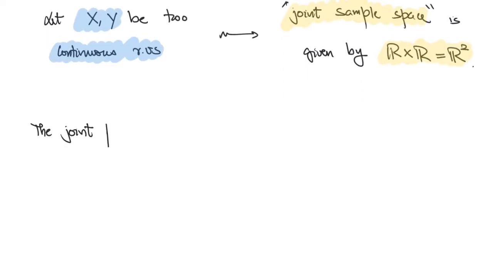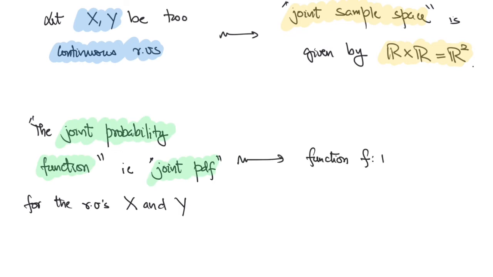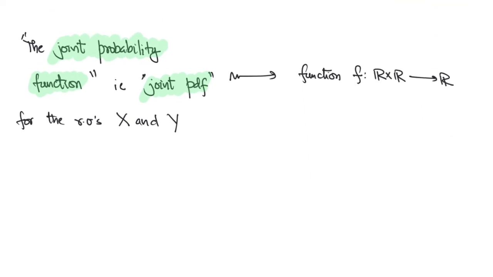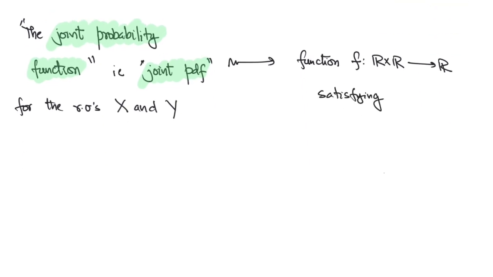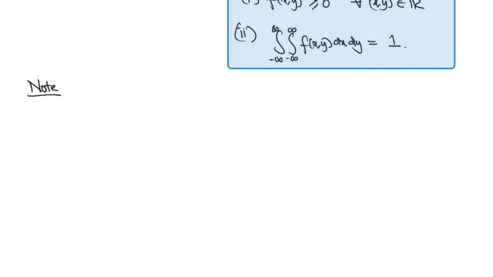The joint probability density function, or the joint PDF for the random variables x and y, is now going to be defined as the function f that goes from R cross R to R, and the function satisfies the following two properties: that f(x,y) is always greater than or equal to 0, and that the integral over the entire real plane of f(x,y) equals 1.